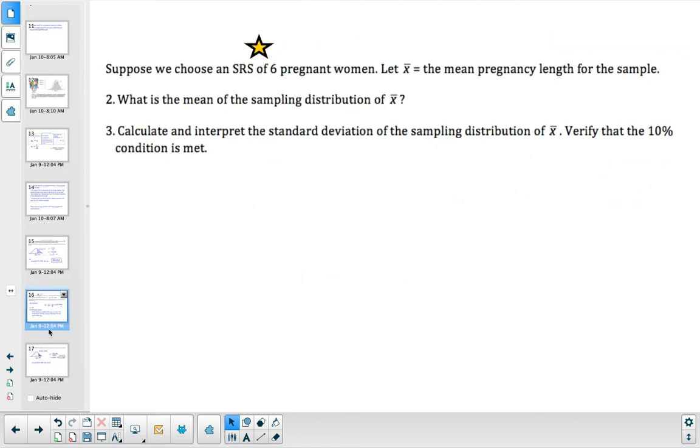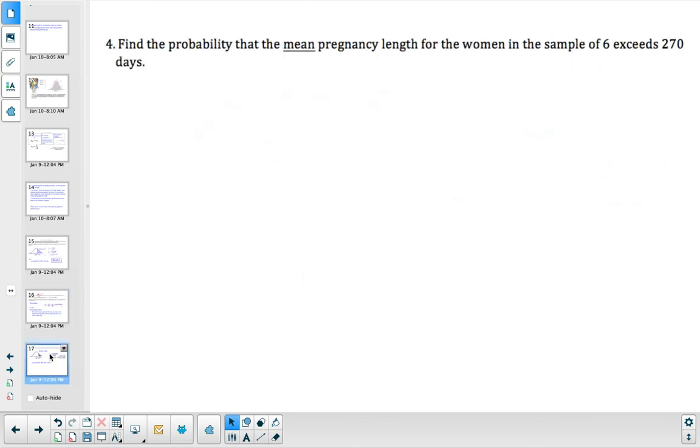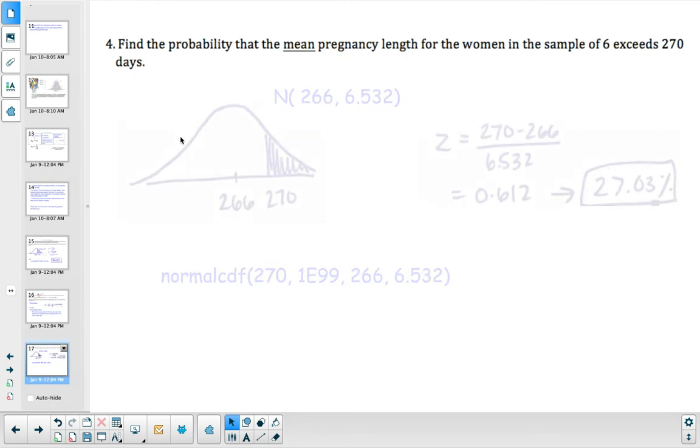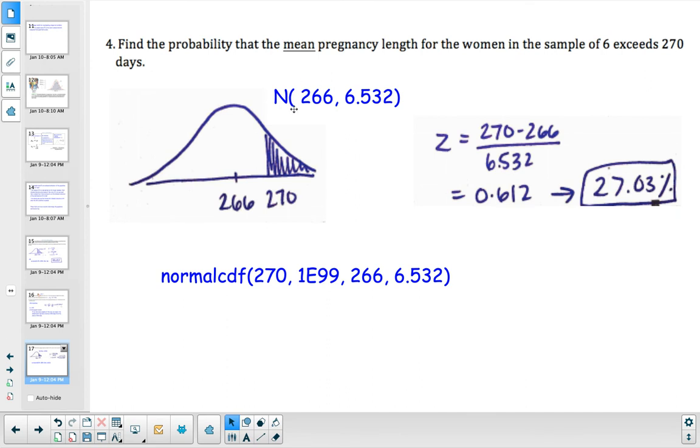So now we can use that information to answer number 4. Find the probability that the mean pregnancy length for the women in the sample of 6 exceeds 270. So this 270, you're thinking about an X bar, a sample mean being 270 or greater. When you draw your normal curve, now the mean is the mean of X bars, which is the same as the mean of the population, but your standard deviation is the population standard deviation divided by the square root of n, which is 6.532. So that'd be 27.03%.